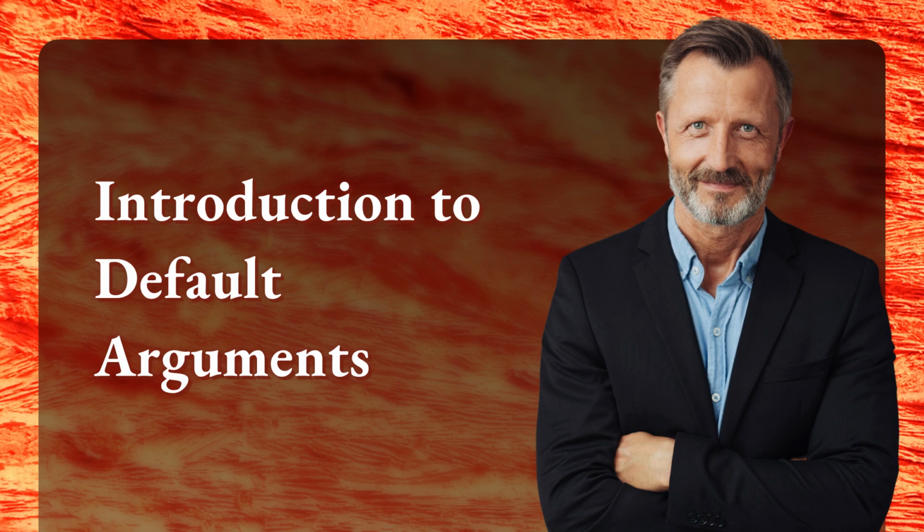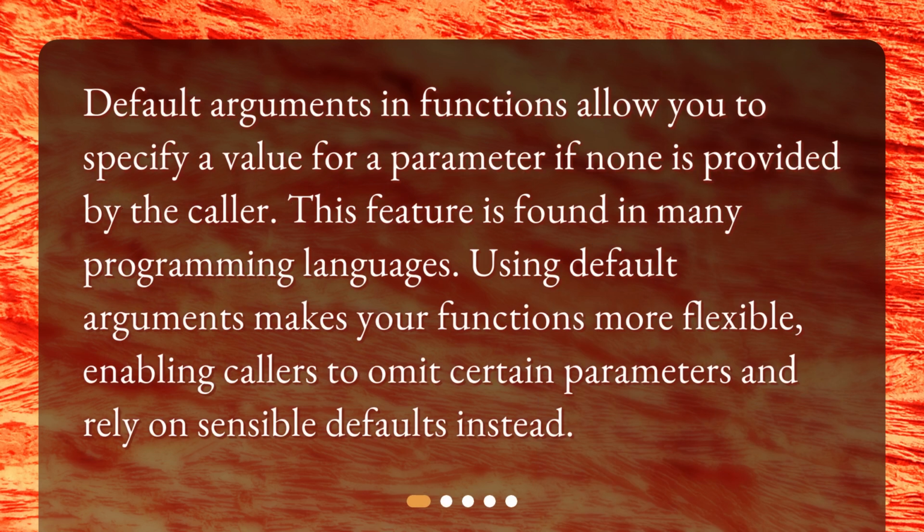Introduction to default arguments. Default arguments in functions allow you to specify a value for a parameter if none is provided by the caller. This feature is found in many programming languages. Using default arguments makes your functions more flexible, enabling callers to omit certain parameters and rely on sensible defaults instead.